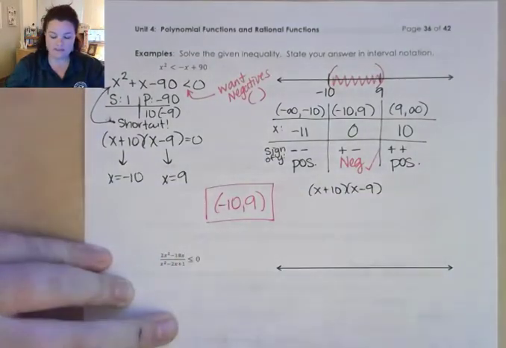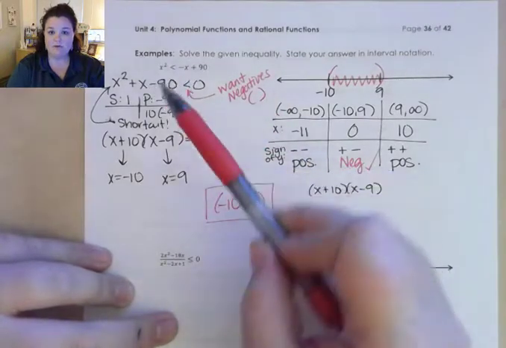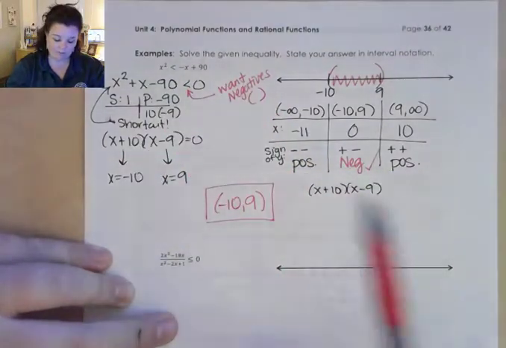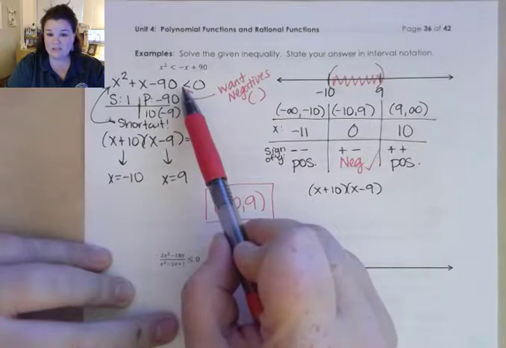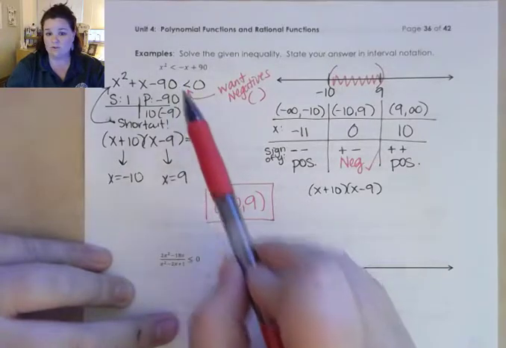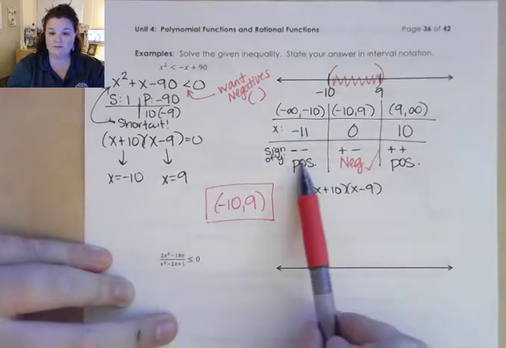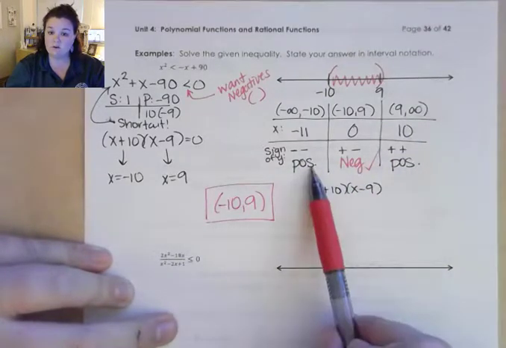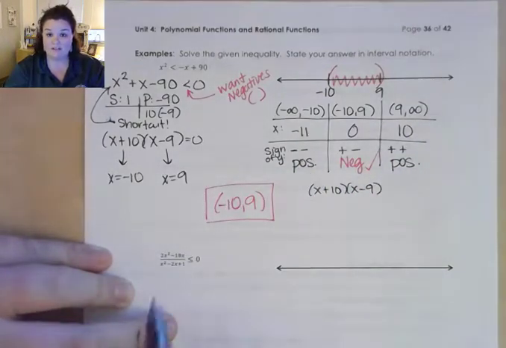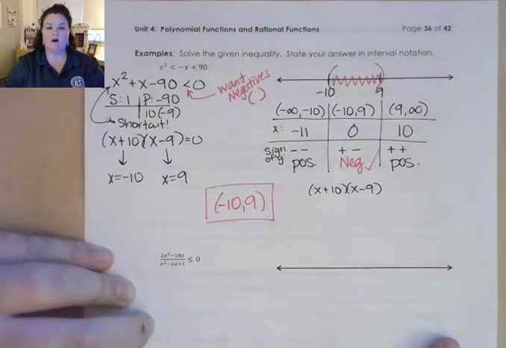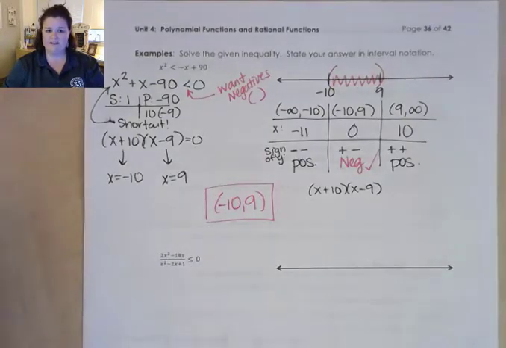Okay? Always pay attention to this symbol, because you could have this exact same problem, and if that symbol was pointed the other direction, or if it had an equal to bar, it could be different intervals or different symbols on your answers. Okay? All right, so that's pretty much the gist of it. Now I want to show you two examples where we have a rational expression.